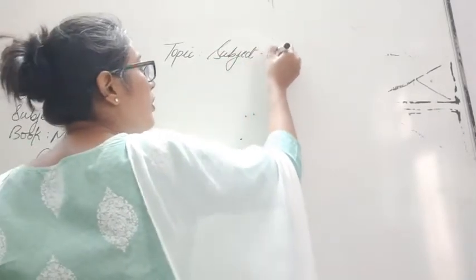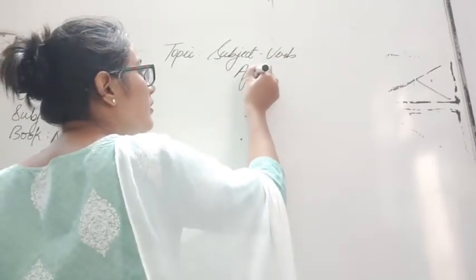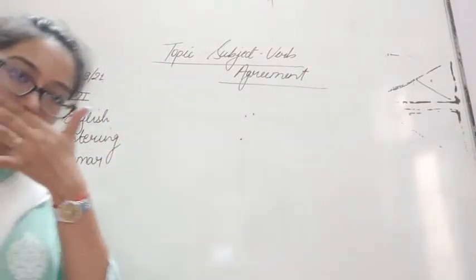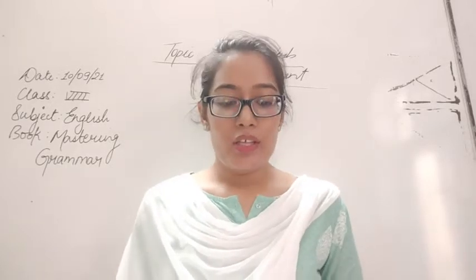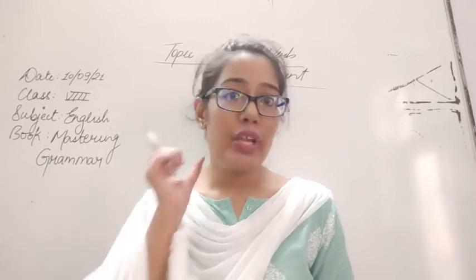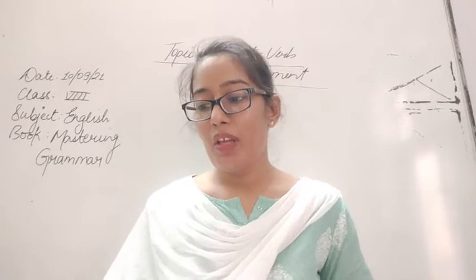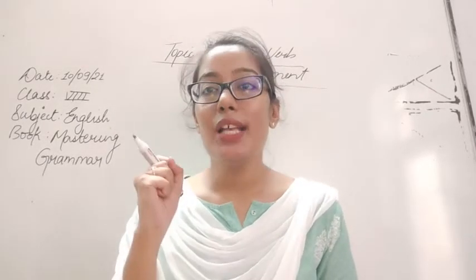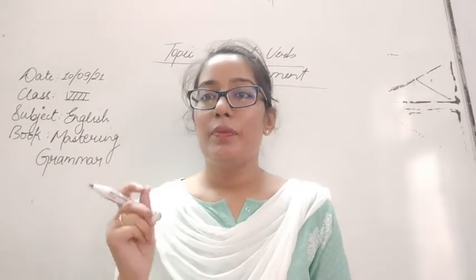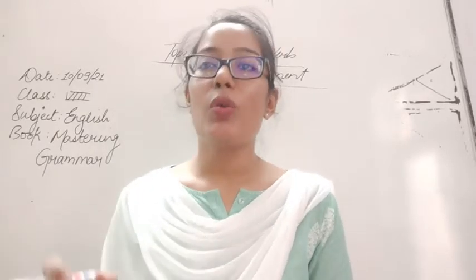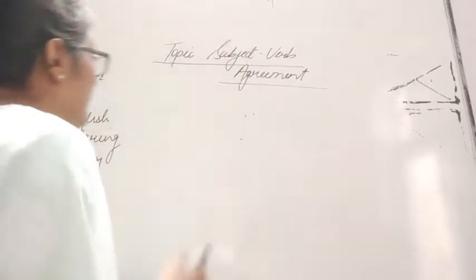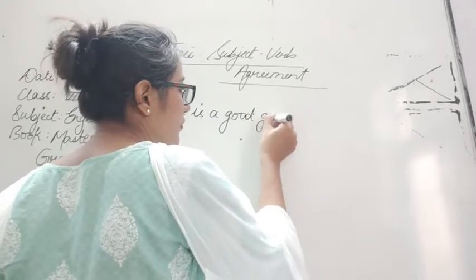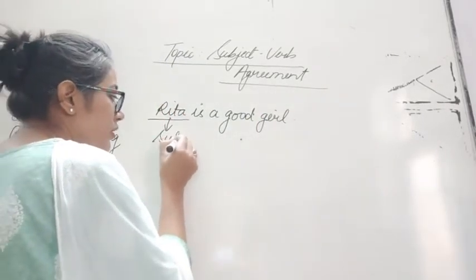Subject verb agreement. Am I clear? So what is subject verb agreement? Let's move on with an example so that you can connect with what subject verb agreement means. Read the following sentence carefully: Rita is a good girl. So what is Rita? Rita is the subject. She is the main person of this sentence. Without her, this sentence would be incomplete. Rita is what? The subject of the sentence.